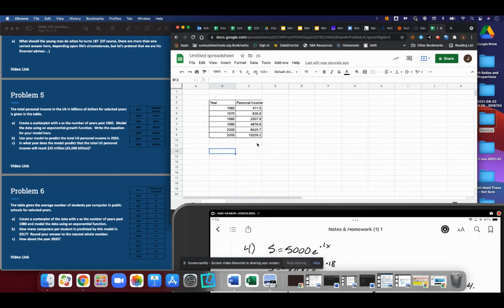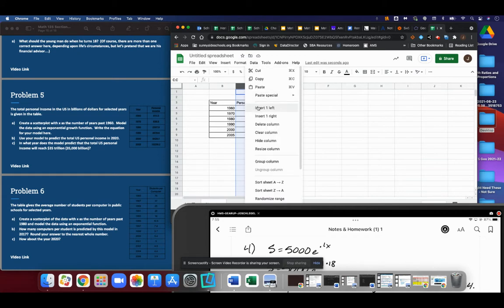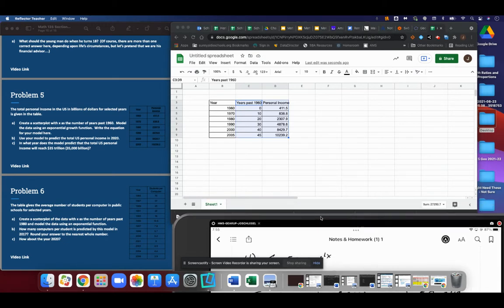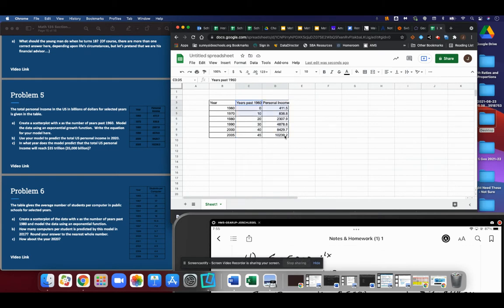So we're asked to create a scatter plot with X being the number of years past 1960. And so recall when we do this, we do need to insert a column and say years past 1960. So here's 0 years past 1960, there is 10, there is 20, there is 30, this is 40 years past 1960, and 45 years past 1960. And we only want these two columns when we make our graph. So I'm just going to move my iPad out of the way a little bit more here. This is the only information we want. We do not want that one.